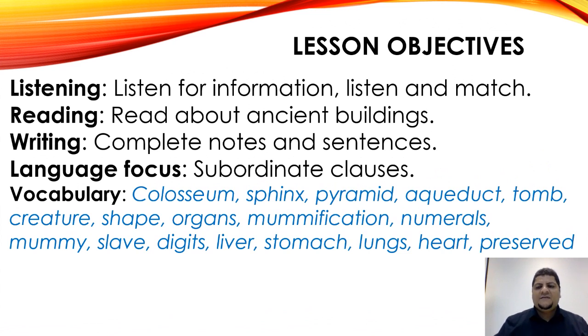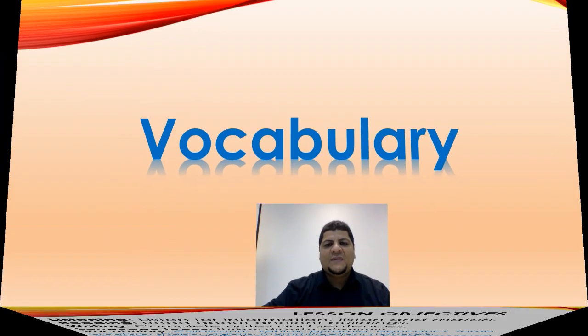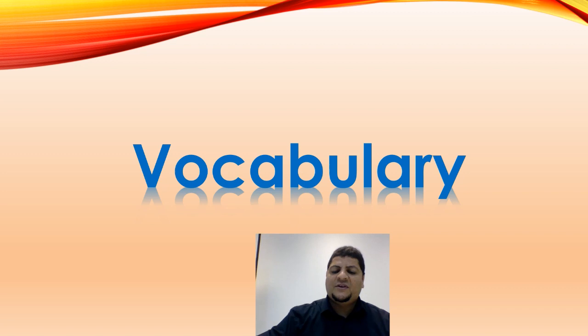Lesson objectives. These are the things we need to learn in this lesson. We're supposed to listen for information, listen and match, read about ancient buildings, complete notes and sentences. We are going to get some grammar and vocabulary. Let's start with the vocabulary.